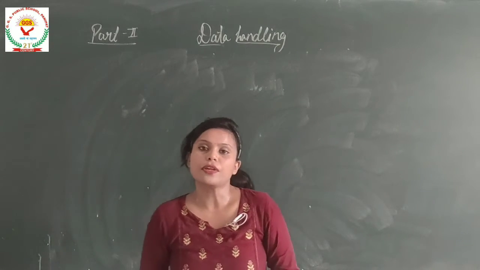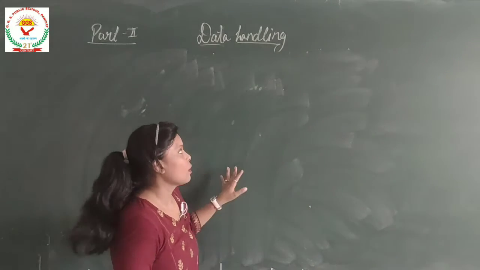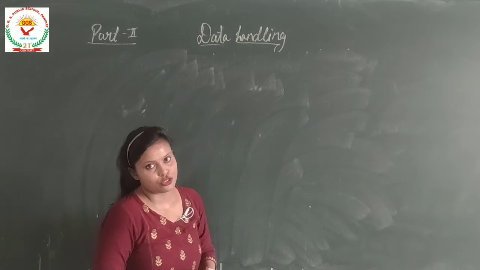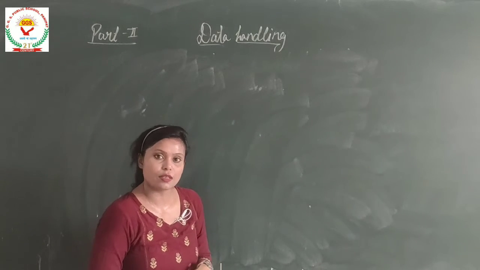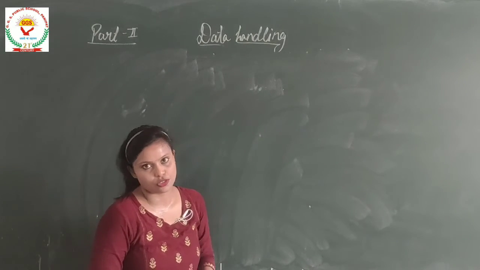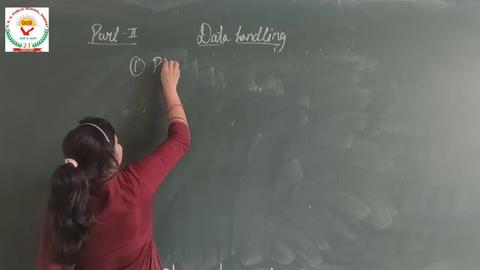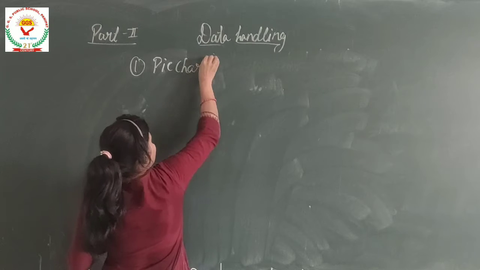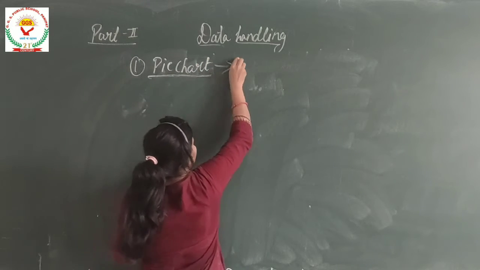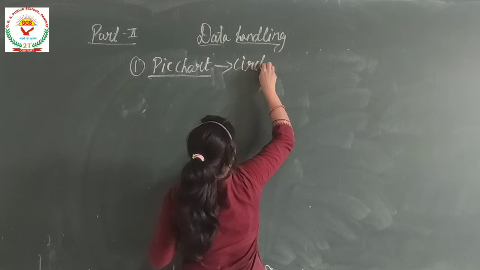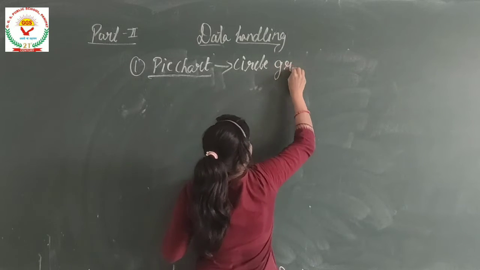Hello student, in the previous part of this chapter we have read about the tabular representation of the data. Now we will discuss the circular representation of data. The circular representation is known as a pie chart or circle graph.